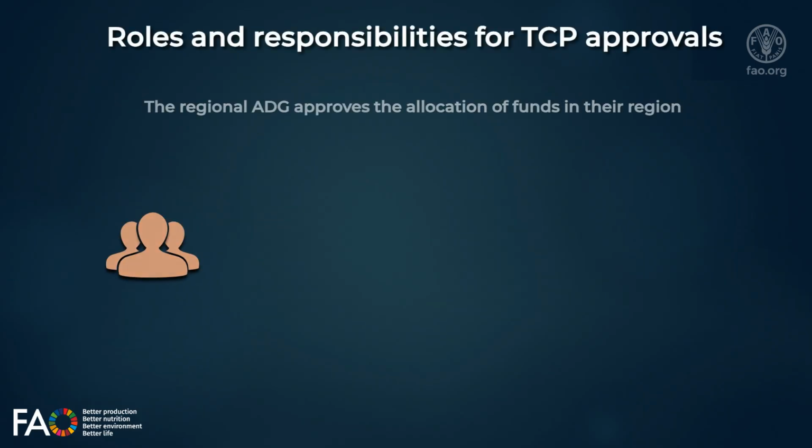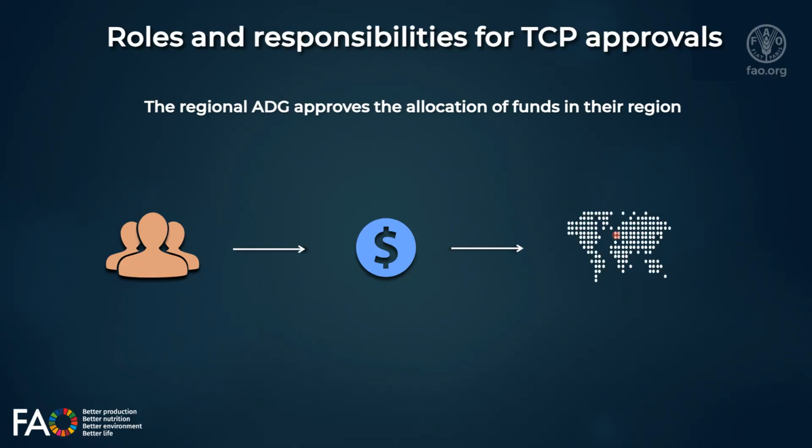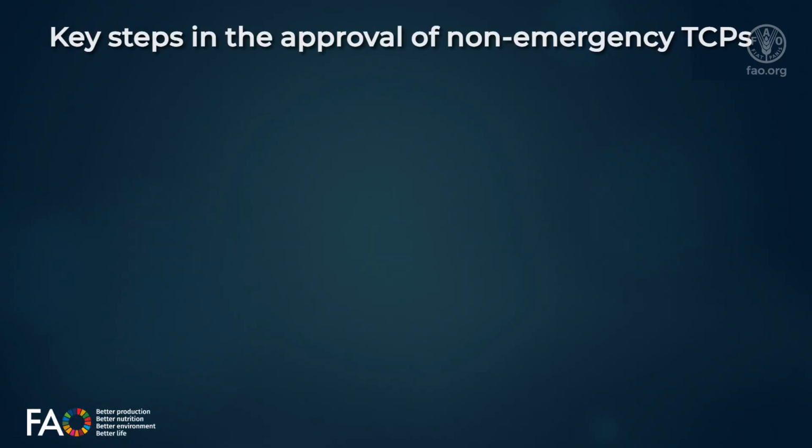Regional ADGs approve the allocation of TCP funds within their regions, while the Deputy Director General approves the allocation of funds for emergency and inter-regional TCPs. Let's now take a look at the key steps involved in the approval process of non-emergency TCPs. For emergency TCP, please consult with the TCP officer in OER or separate TCP clip.